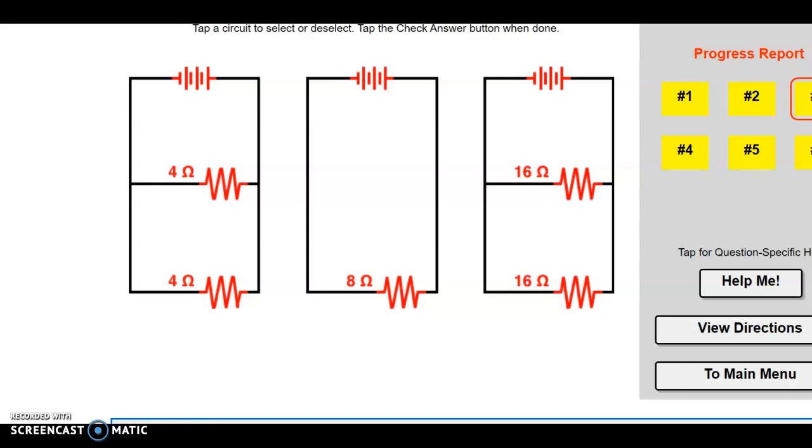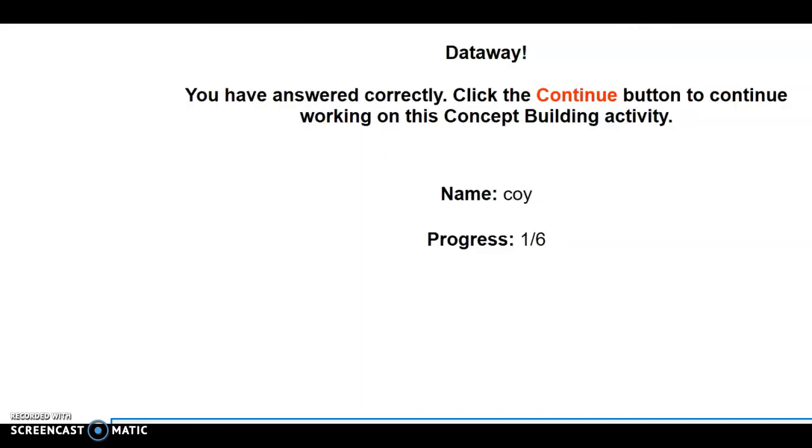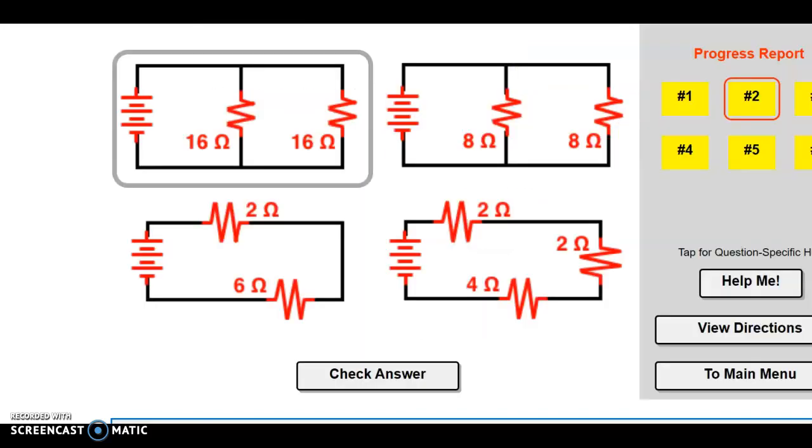Remember, you add these reciprocals up. 1/16 plus 1/16 is 2/16. Flip that over. It's 8. Hey, this is the same as that. They're both 8. This one, if you add 1/4 and 1/4, that's 2/4. Flip it over. This one comes out to 2. 2 ohms total for this, 8 ohms total for this. So these 2 are the same equivalent resistance, so that's the one that's wrong. Check it. Right, and here's the wizard level.